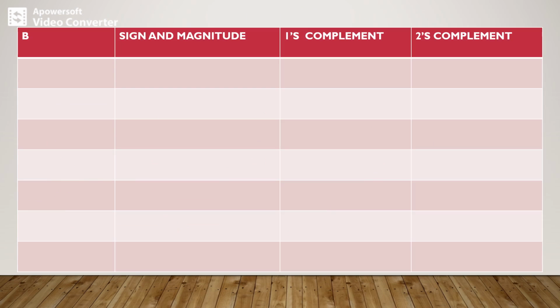So we'll consider B as 1, 0, 0, 0. So that means magnitude is 0, sign is minus, that is minus 0. Now we have to represent using the 1's complement method. So I'll take the magnitude and complement it: 0 is nothing but 1, 0 is nothing but 1, 0 is nothing but 1, 1, 1, 1. And I'll keep the sign as it is.